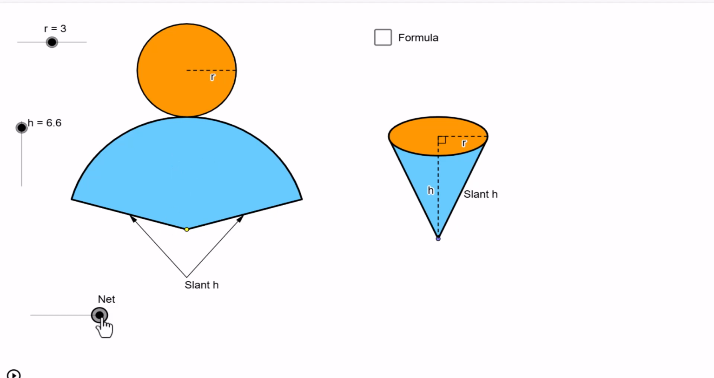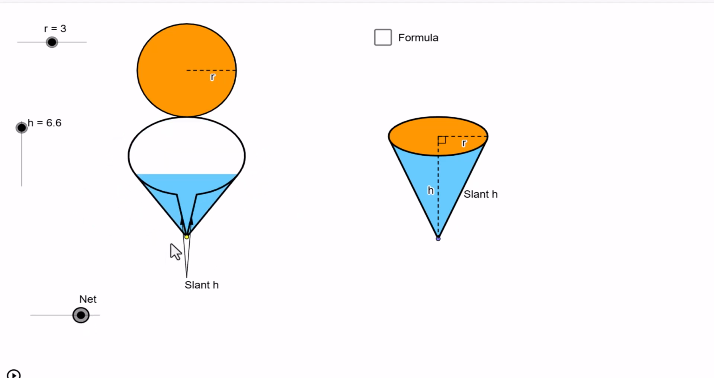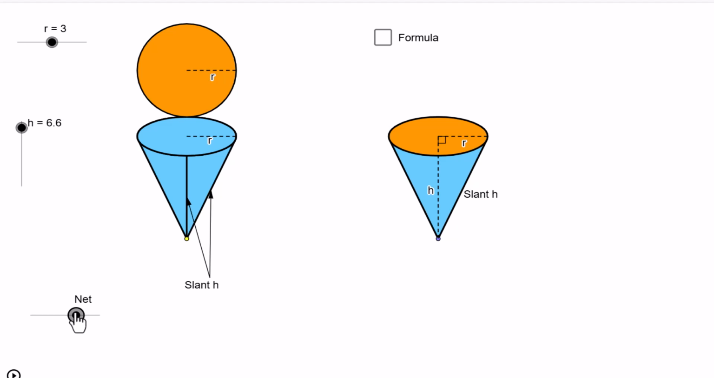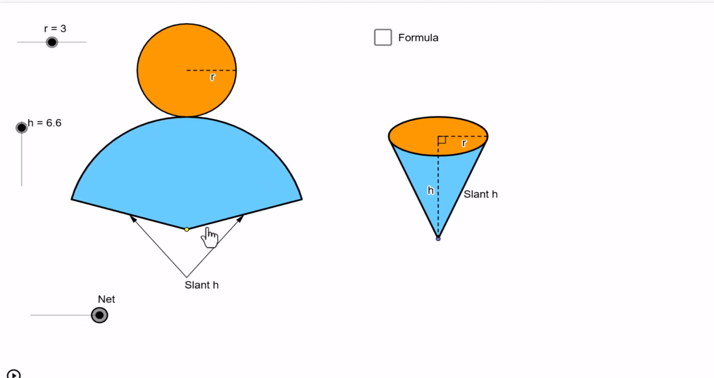Let me fold this sector so that you see what will happen. When I click on this slider, you can see what is happening. I'm folding the sector. You can see these two edges, they will lap on each other now. As they lap on each other, you can see this is now a cone. And the part that laps on itself is the slant height of the cone. Let me open it so that you see it well. So this is the slant height of the cone, which is this part.